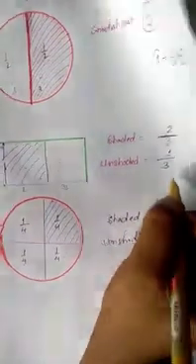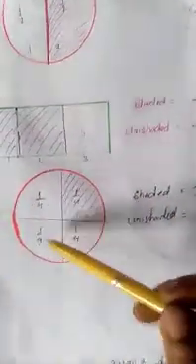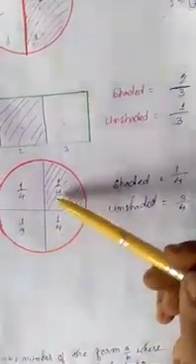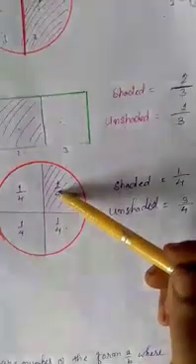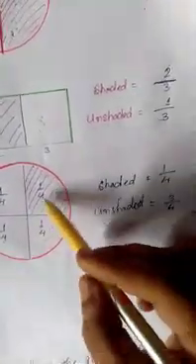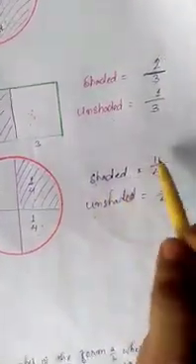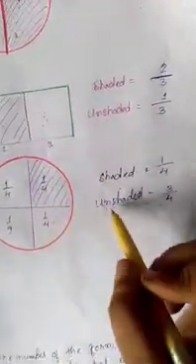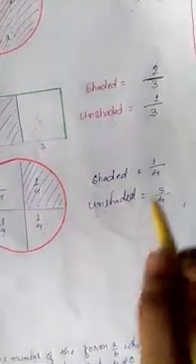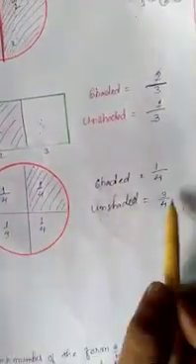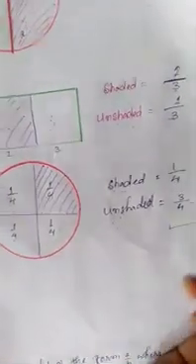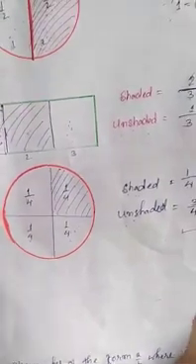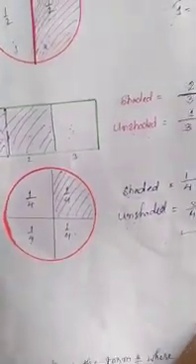Okay, in the same way, if we divide the circle into 4 parts, 1, 2, 3, 4, each is a quarter, 1/4. If I have shaded one part, the shaded part will be 1 by 4, as only one part is shaded and the total is 4. The unshaded part is 3 by 4, that means 1, 2, 3, these 3 are not shaded, so 3 by 4. Okay, so a fraction is always less than 1. Remember it, as we are dividing the complete whole, and the parts should be equal.